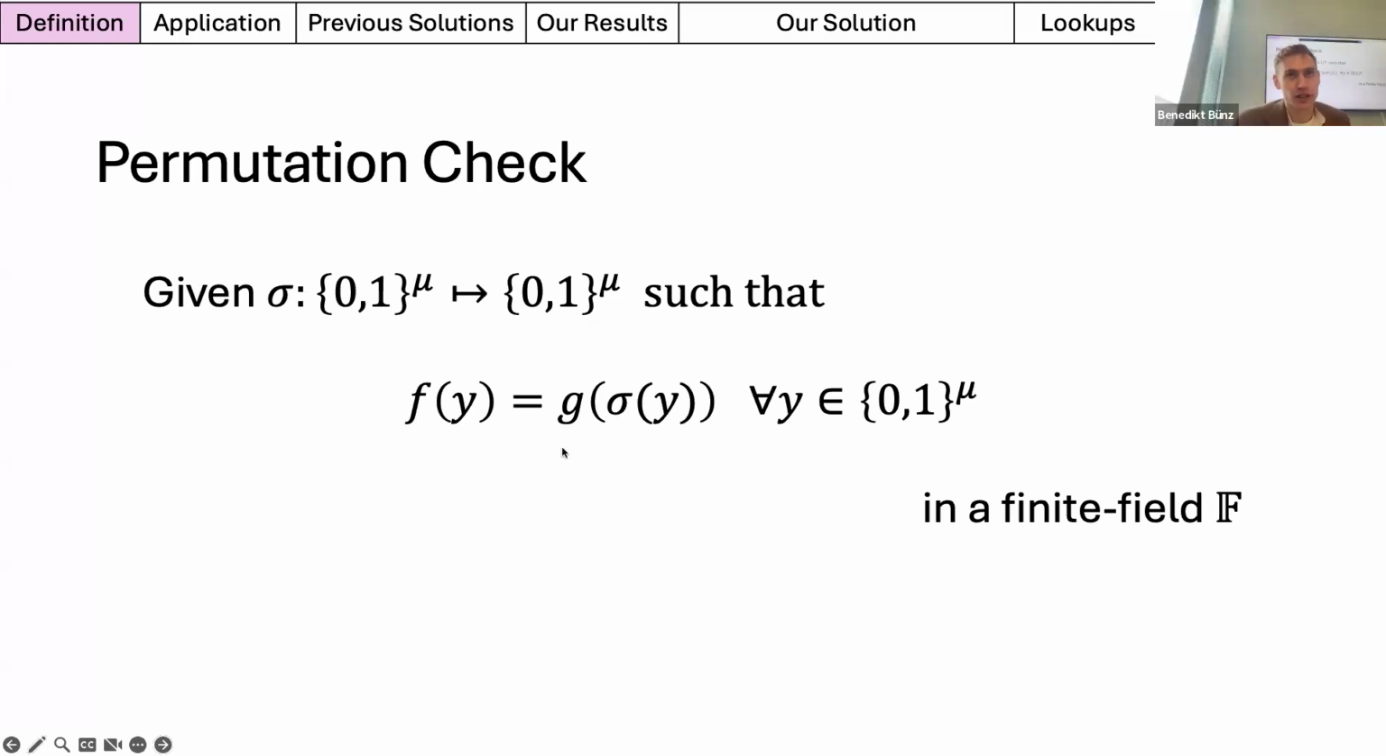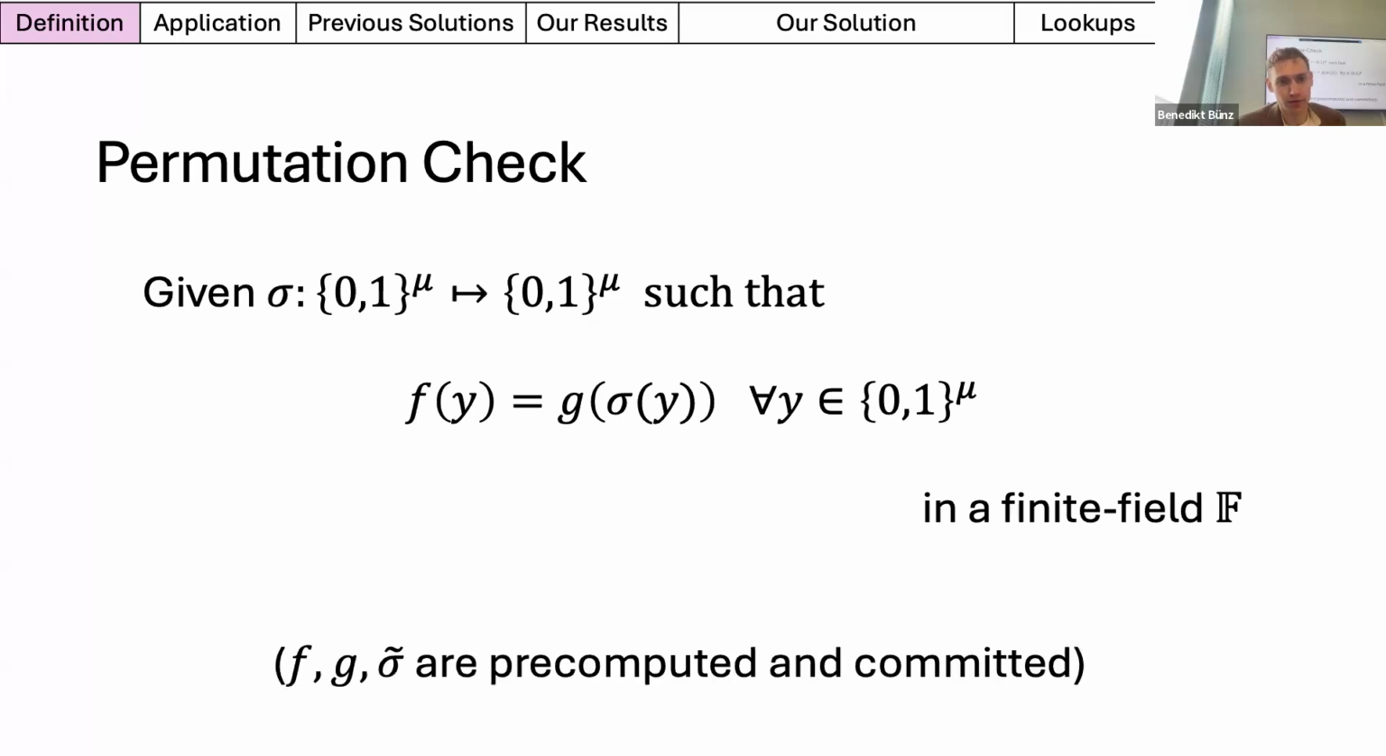So the main permutation check that we're going to look at is one where the permutation is actually so-called pre-processed or indexed. So there's a fixed sigma such that f of y is equal to g of sigma of y. So in this case, f, g and some function of sigma, we'll talk about exactly what that function of sigma looks like, are going to be pre-computed and committed.